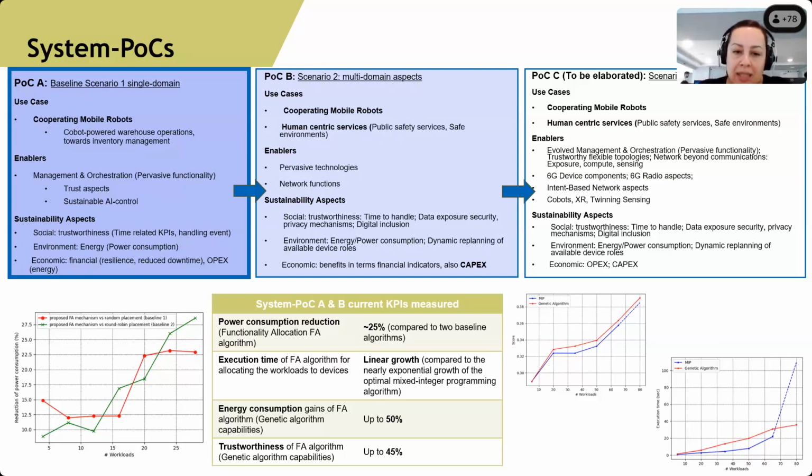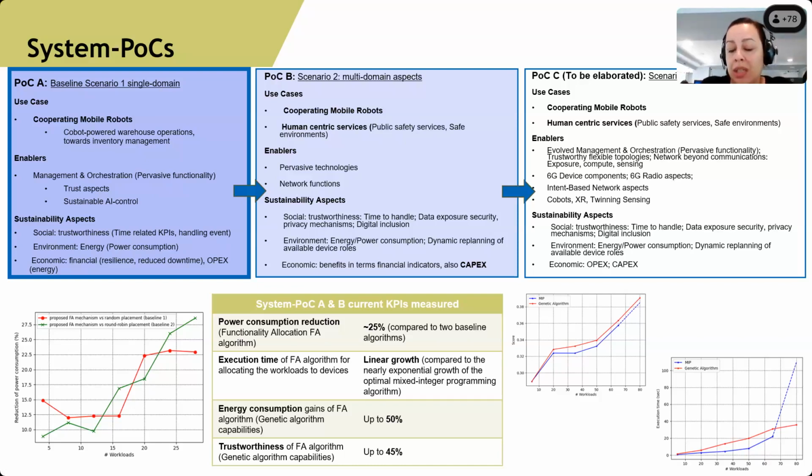So as the project progresses, new key values, KVIs, are being introduced. For example, on top of the trustworthiness, energy, and financial aspects that are being considered in System POC A, in System POC B we'll have, for example, how to securely protect the data that are being exposed. I'll wrap it up now, just give me 30 seconds.